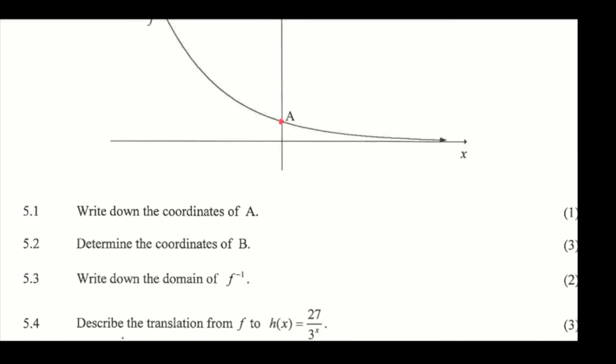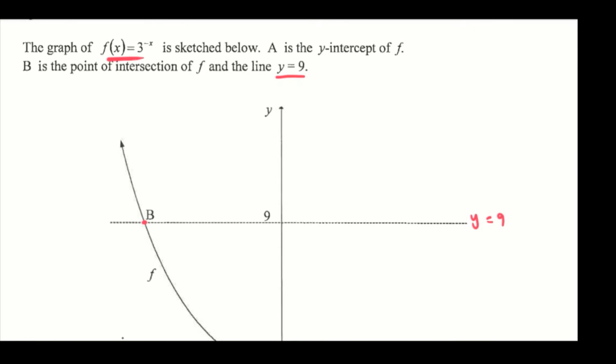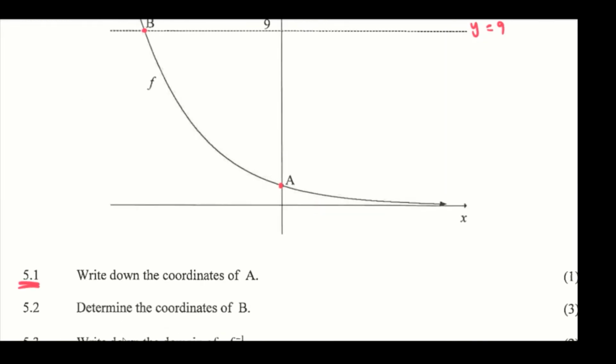So let's answer the question. So we have 5.1. Write down the coordinates of A. So what you can do here is write down the coordinates of A. You can just do it by inspection, or you can just find it, right? So I'm just going to find it for you.